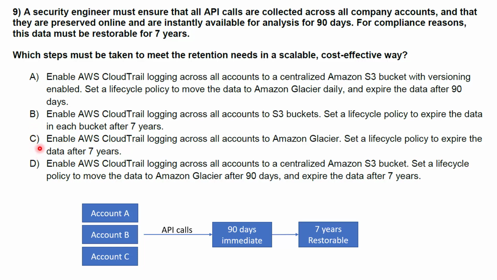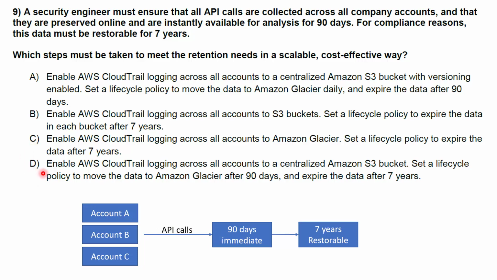Choice C is consolidating all data to Glacier and expires the data after 7 years. While this option takes care of retention, the data is not immediately accessible for the first 90 days, as the data needs to be restored first. So this is also an invalid choice.